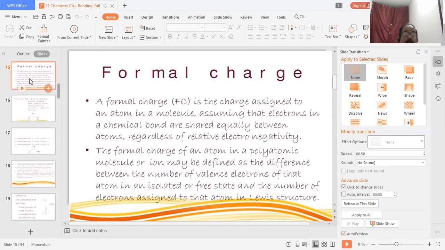Okay. Next thing, formal charge. A formal charge, FC, is the charge assigned to an atom in a molecule, assuming that electrons in a chemical bond are shared equally between atoms regardless of relative electronegativity. The formal charge of an atom in a polyatomic molecule or ion may be defined as the difference between the number of valence electrons of that atom in an isolated or free state and the number of electrons assigned to that atom in the Lewis structure.